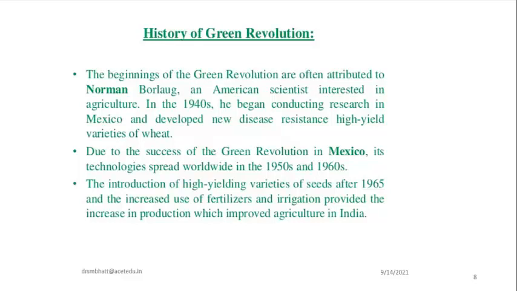And what is the history of the Green Revolution? You can see the Green Revolution started from Norman Borlaug, an American scientist. He conducted research in Mexico and developed a new disease-resistant high yielding variety of wheat. Inspired by that work in Mexico, the Green Revolution was started in other parts of the world. For example, in India, the population was increasing and food was very scarce. So the government decided to take this initiative, and because of that, you can see a high use of fertilizer and irrigation.